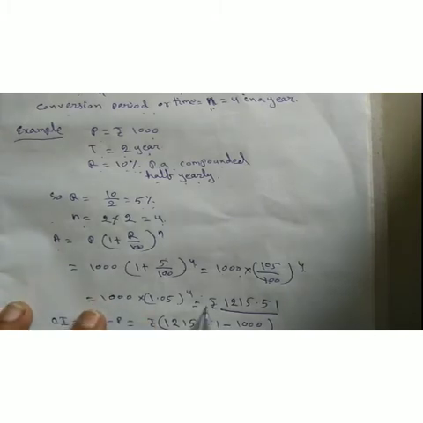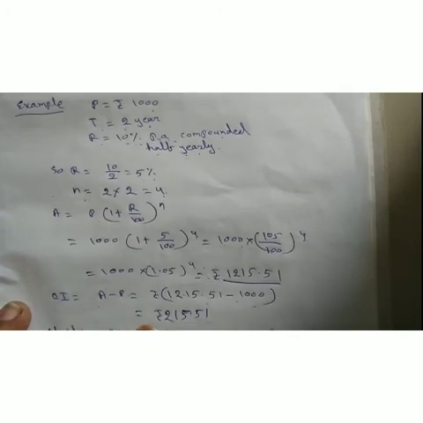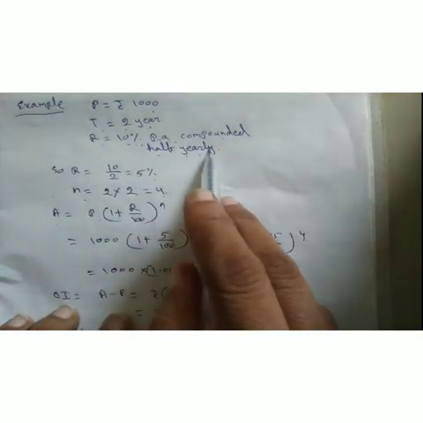That is the amount. For compound interest, we know interest is equal to amount minus principal. So subtracting principal from the amount, we will get 215.51 rupees. Okay.